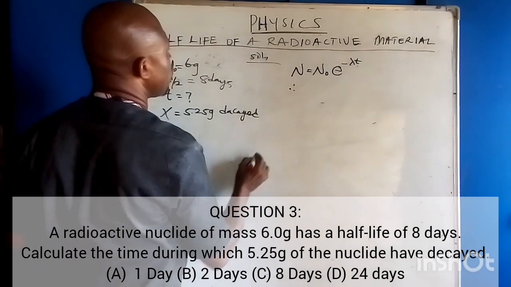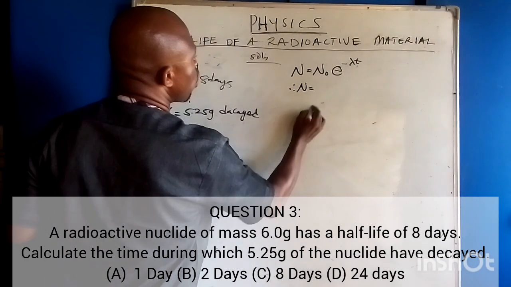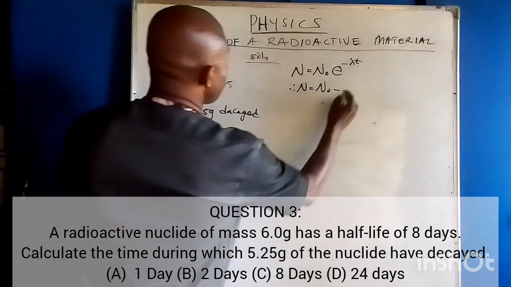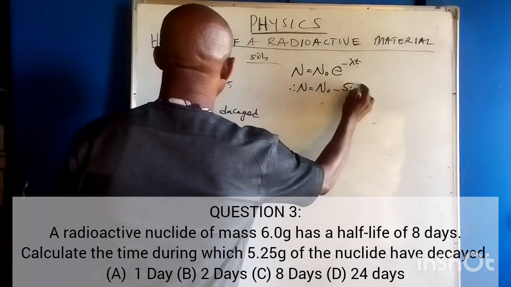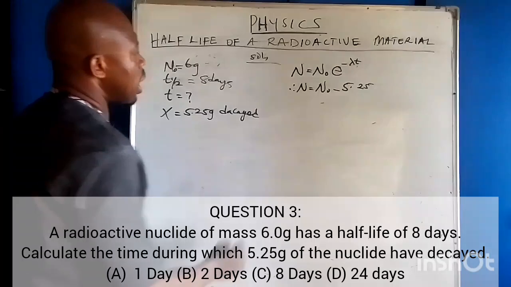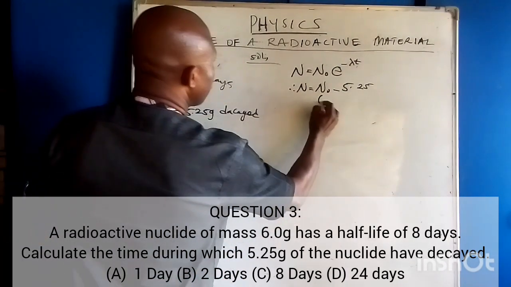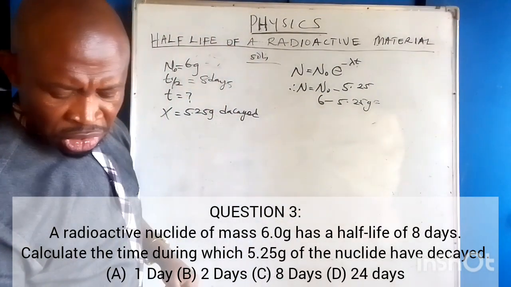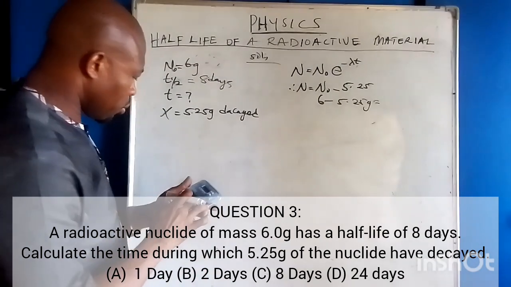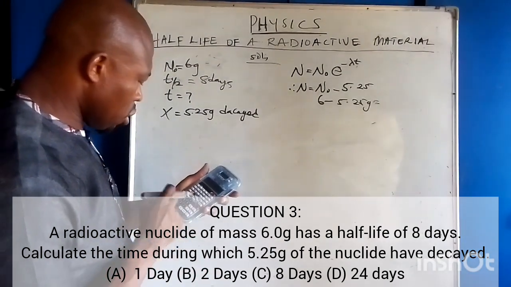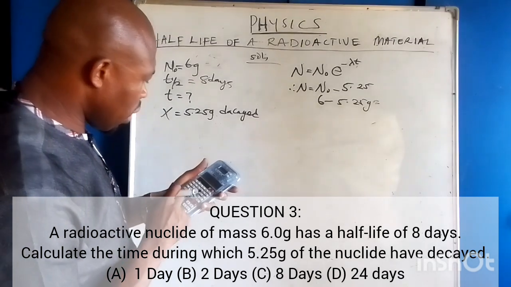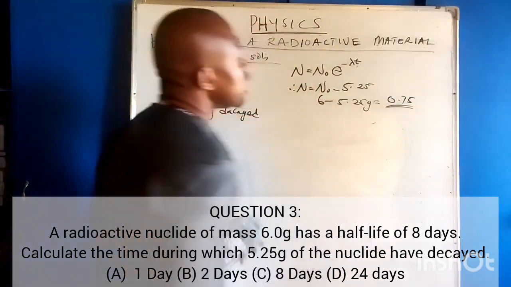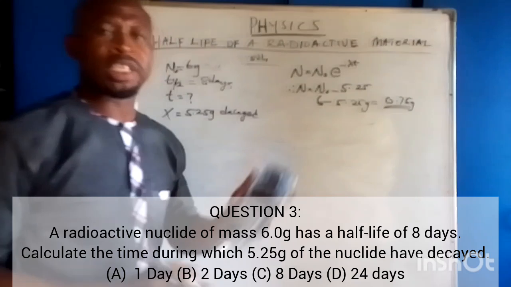Therefore, for you to get N, we have N naught minus this one that has decayed, which is 5.25. N naught is 6. Therefore, 6 minus 5.25 grams. If this has decayed, what is remaining now is 0.75. So 0.75 grams is what is remaining.